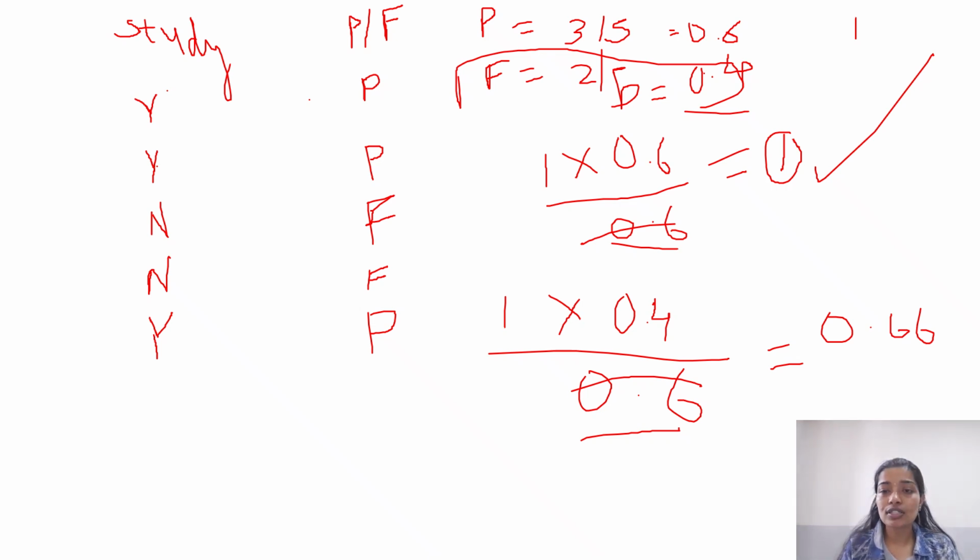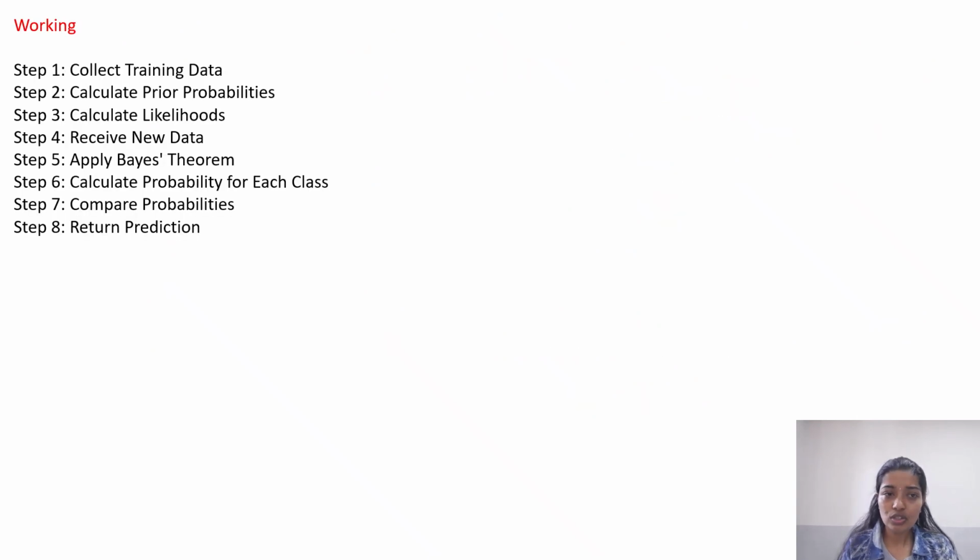Then again this one is maximum, so that means the student will pass. This is what we will classify. This is how we will be classifying. So basically we use Bayes theorem in this way. Also, we need to remember that we can ignore evidence while coming up with the result. This is the basic working of the naive Bayes algorithm. So this is how naive Bayes works.